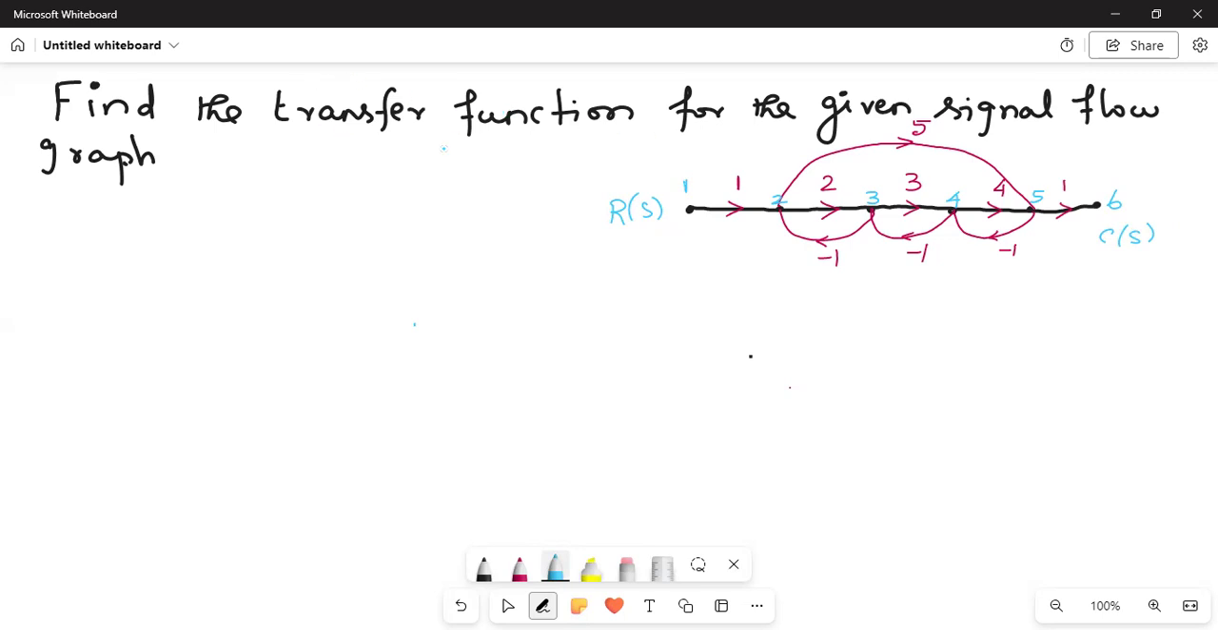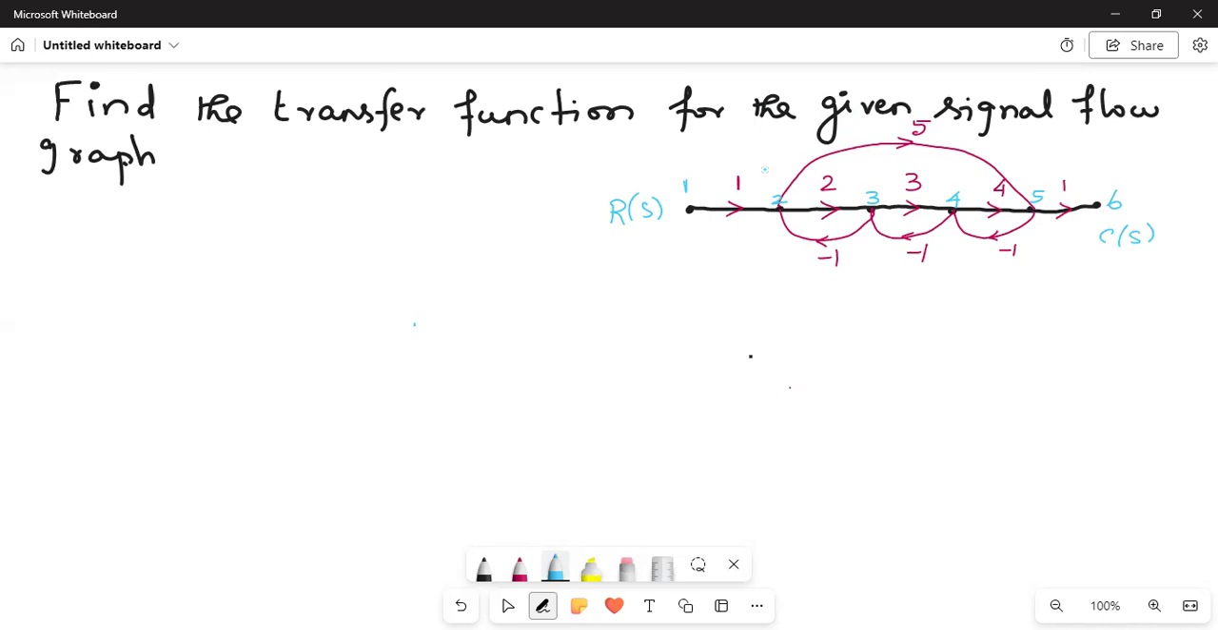I think all of you know what is meant by transfer function. So transfer function is nothing but the Laplace transform of output divided by the Laplace transform of input with all the initial conditions being 0. So therefore, here we have to find out C of S divided by R of S. Okay. So in the signal flow graph, we have to use Mason's gain formula. Using that gain formula only, we have to find out the transfer function. Okay. So now we will start the problem.